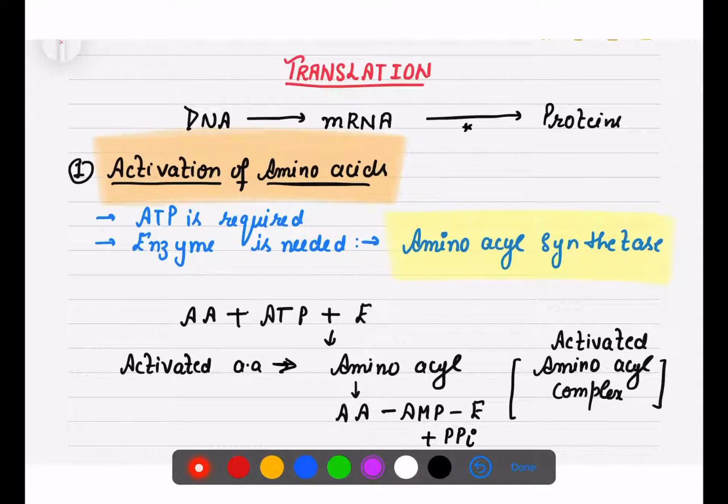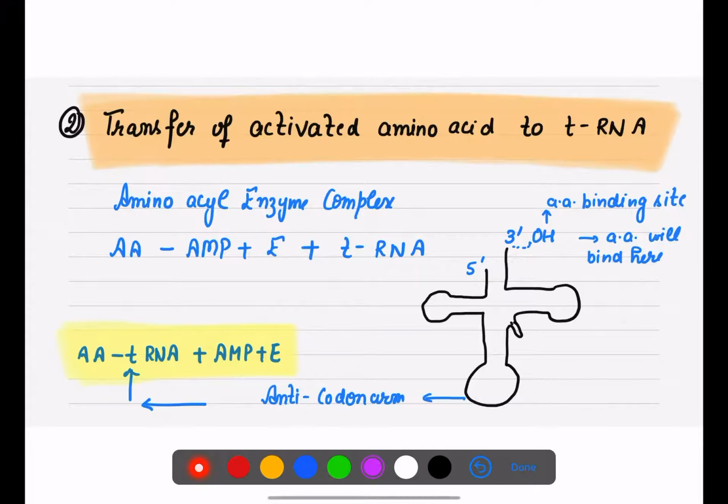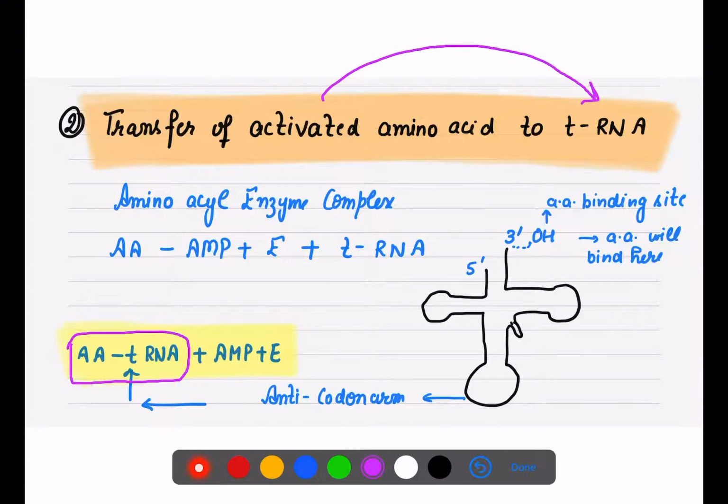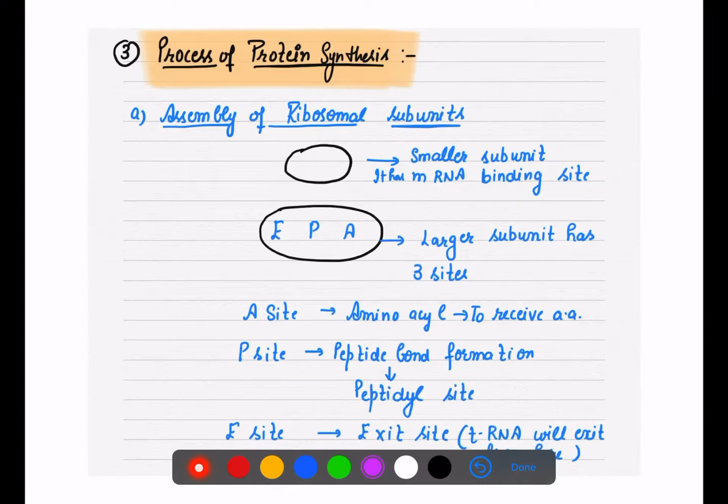The amino acids were getting activated, and then these amino acids were transferred to the tRNA, and they form a complex which is known as the aminoacyl tRNA complex with the AMP and the enzyme. Then we discussed how the process of protein synthesis starts with the assembly of ribosomal subunits.